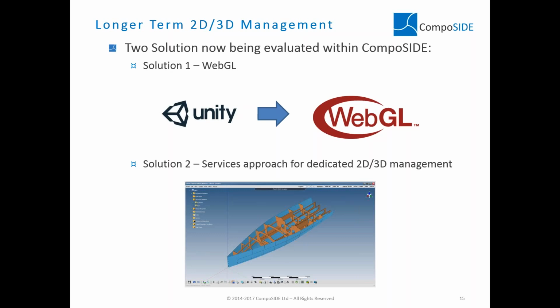The second solution is to be able to offer more to our customers by having a service approach for dedicated 2D, 3D management. So in other words, it's about using third-party solutions to manage the 2D, 3D, and maybe some other elements that are not seen as CompoSIDE core business. Our core business is really to help our clients with their composite data management and helping them to get to a decision point with their composite data faster, therefore saving money to their business.